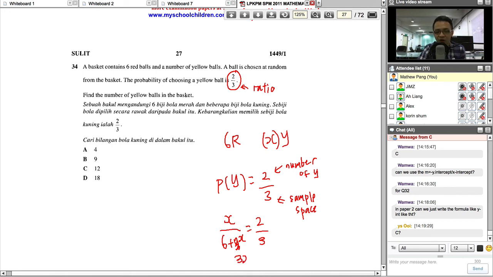So therefore I got 3x equals 12 plus 2x. So x will equal 12. Yes. So here it asks you to find the number of yellow balls in the basket. So it will be C. You can get it easily, yes. It's quite simple if you understand that.